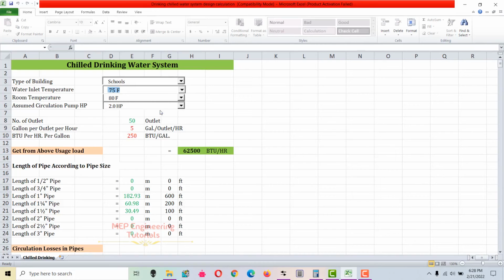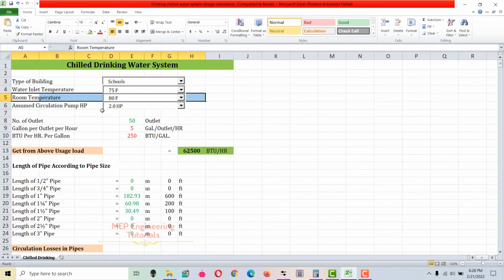So I'm going to use 75 degrees Fahrenheit. And this design of drinking chilled water is on 45 degrees Fahrenheit supply temperature. So we are going to supply 45 degrees Fahrenheit at the drinking fountain, and the water inlet temperature is 75 degrees Fahrenheit. And the next thing that comes over here is the room temperature, the room temperature where we are going to place the fountains.